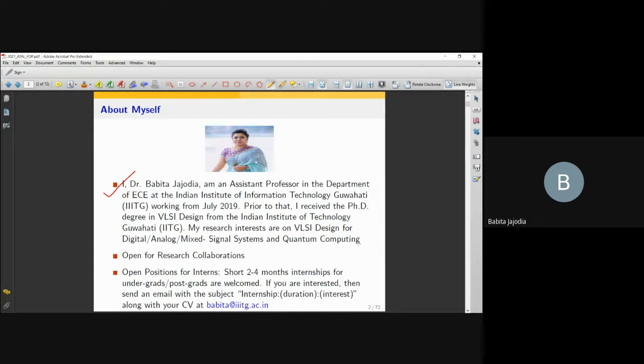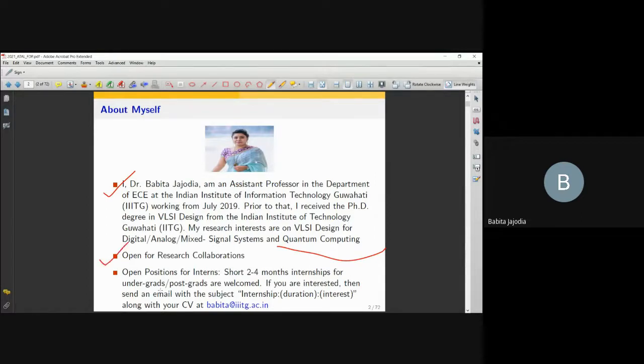Kalita has already mentioned, I work at the Department of ECE at IIIT Gauhati, and prior to that, I worked at Gauhati University as well. Before that, I pursued my PhD in VLSI design under Professor Anil Mahanta and Professor Sheikh Rafi Ahmed. And very recently, from last year, I have started working in the domain of quantum computing as well.